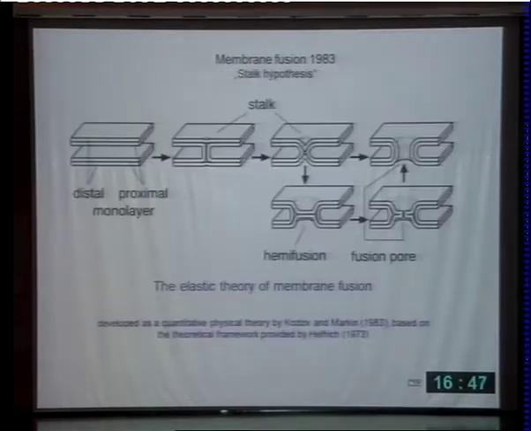Now, the model which then was actually put forward, and I'm really glad to say that Misha Kozlov, who was one of the initiators of the model, is sitting in front of me, and you will hear him later, talking about membrane properties in the endoplasmic reticulum.